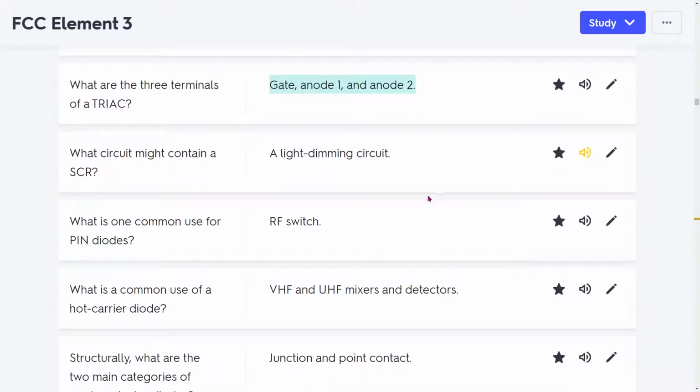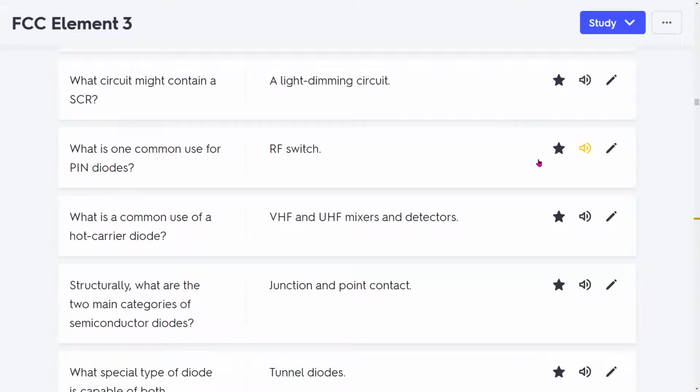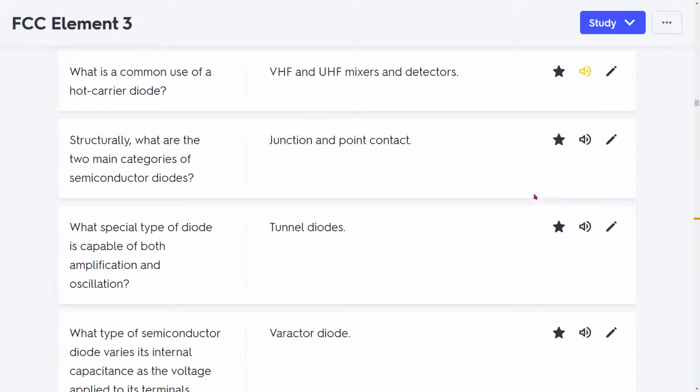What circuit might contain a SCR? A light dimming circuit. What is one common use for PIN diodes? RF switch. What is a common use of a hot carrier diode? VHF and UHF mixers and detectors.